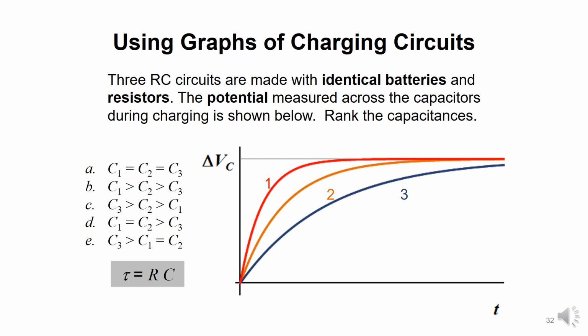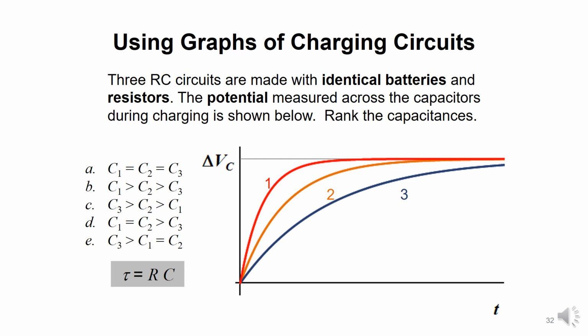We have 5 options, and we have the equation for the time constant given below. So let's think of the time constant. A bigger time constant means it takes longer for the capacitor to charge. So capacitor 3, the one in blue, should have the longest time constant because it takes longest to charge, and capacitor 1 should have the smallest time constant. So we know how to rank the time constants: 1 being the smallest, 3 being the largest.